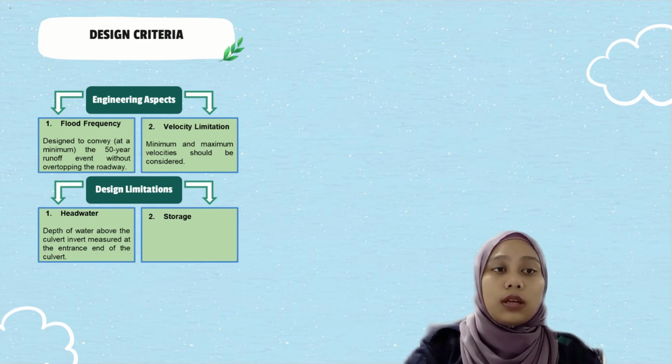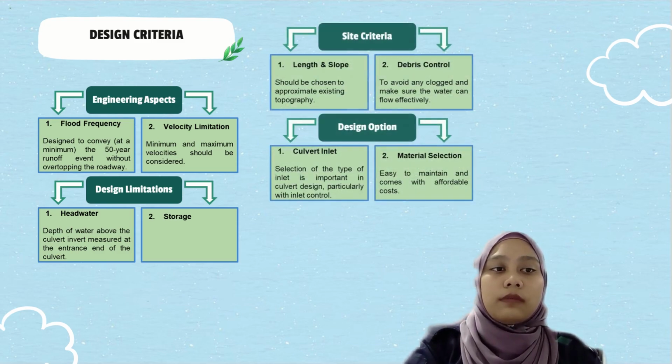Next is the storage. And then for the design option, for the culvert inlets, the selection of the type of inlet is an important part of culvert design, particularly with inlet control. Hydraulic efficiency and cost can be significantly affected by inlet conditions. And for the material selection, it is to make sure that it is maintained with an affordable cost.